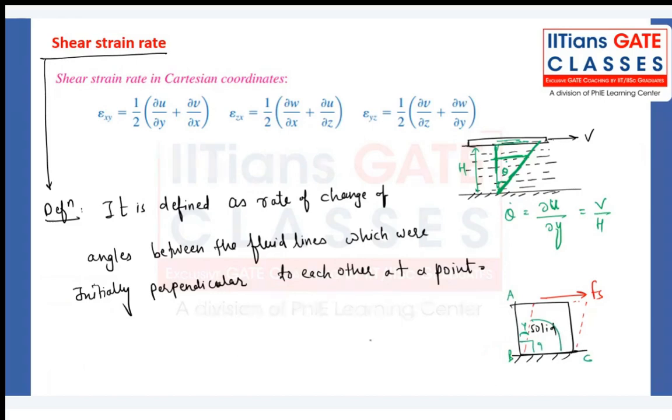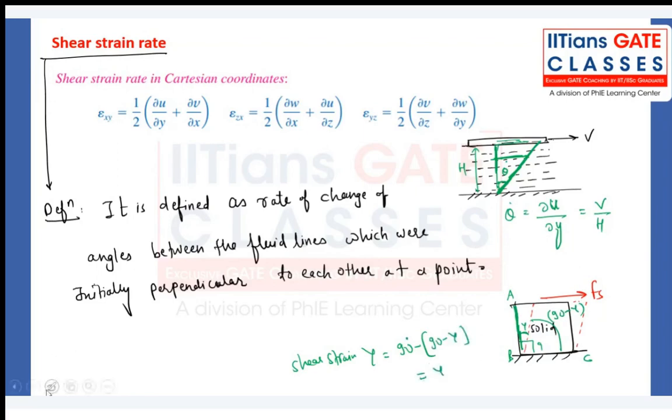So what is the definition of shear strain? Tell me guys. This is 90 minus gamma. So what we can write? Change of angle between two lines which were initially perpendicular. So for lines AB and BC, the initial angle is 90 degree, the final angle is 90 minus gamma. So what we can write? Gamma. That is my shear strain.